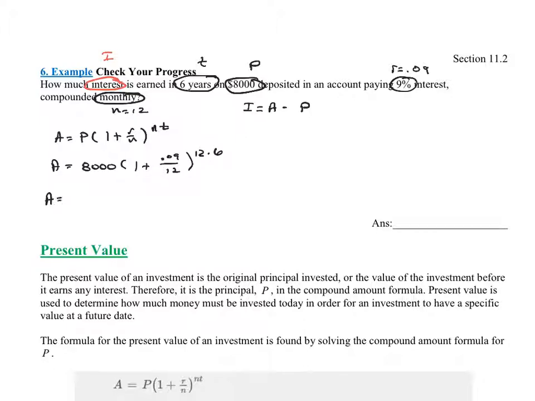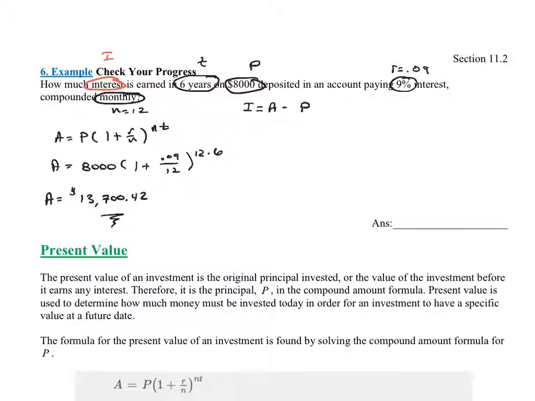So how much money would I have in this account after that time? Put that into your calculator, and please do it yourself. 8,000 times... I'm getting $13,700.42. That seems like a realistic number. It's more than $8,000, it is 6 years, and that is a pretty good interest rate, so that does seem like a good amount of money.